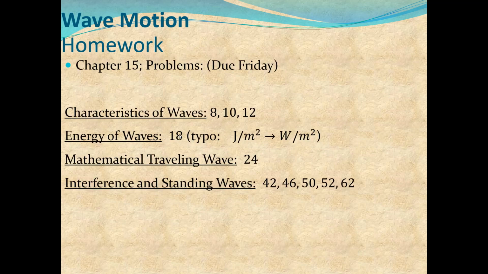So this is the homework, chapter 15. It's going to be due Friday. Those are the questions. Really quickly though, question 18 is a typo. It says joules per meter squared, but it's really supposed to be watts per meter squared. I don't know what happened. They might have changed the phrasing a little bit, but it's supposed to be watts per meter squared.